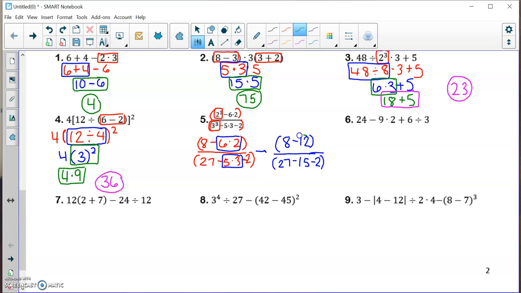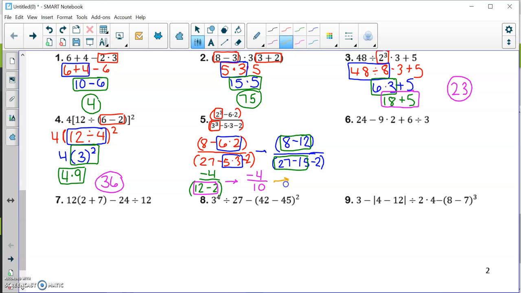Next, I'm going to take care of the numerator. The 8 minus the 12 is a negative 4. And then (27 minus 15) in my denominator, which is going to be a 12, and then I still have that minus 2 in the denominator. So now I still need to simplify the denominator. I have the negative 4 in the numerator, and then a 12 minus a 2 is a 10 in the denominator.